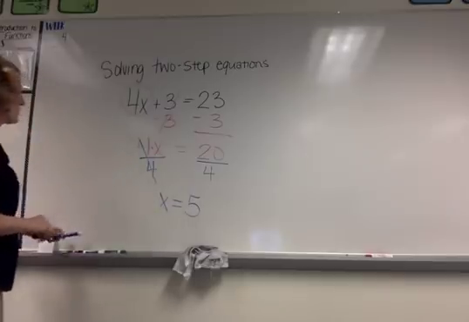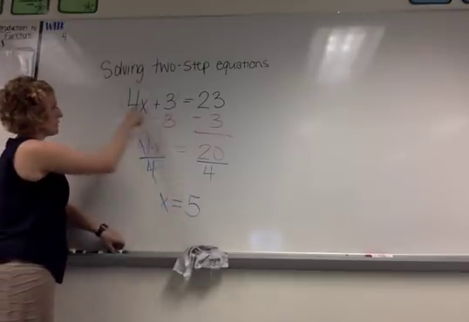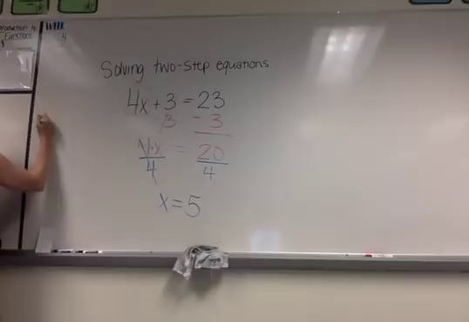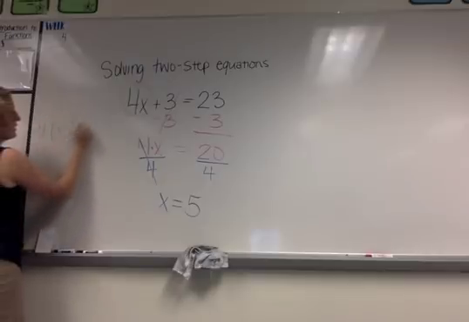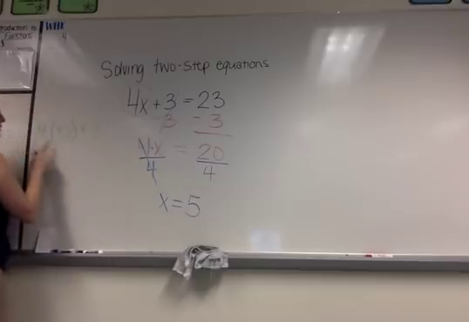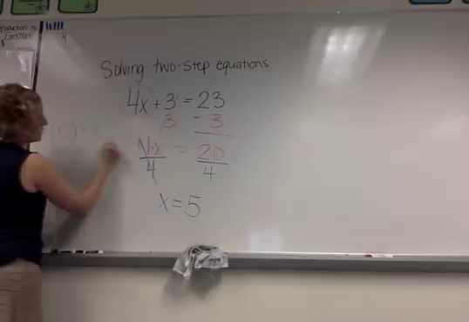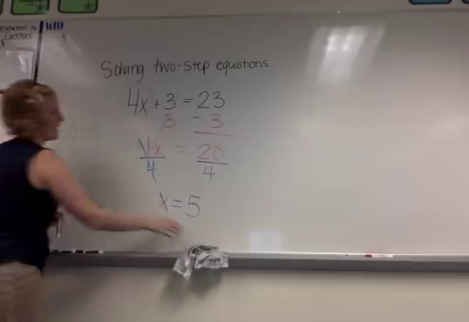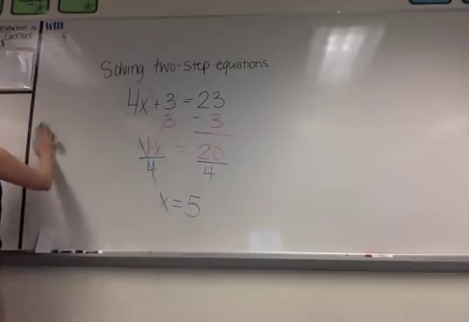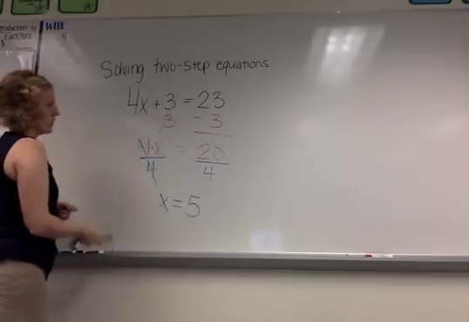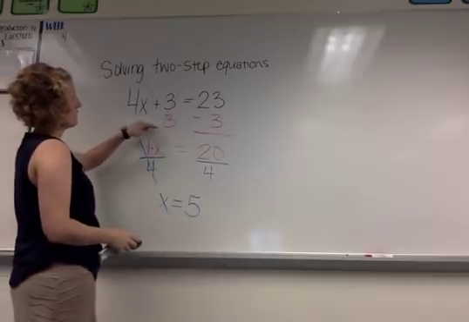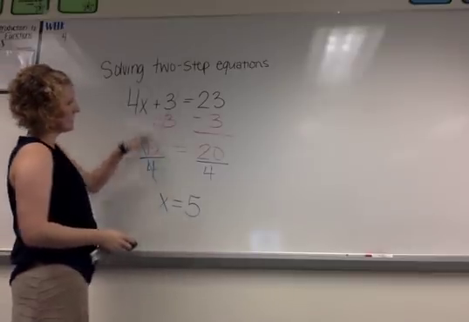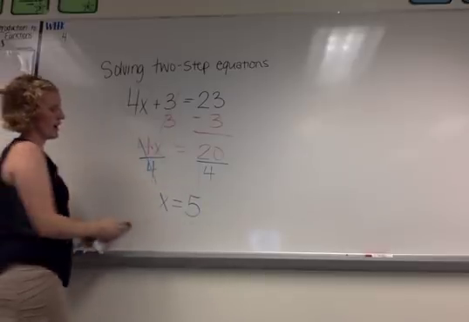Now on these, I want you to go back and check. So I'm going to plug this back in to check. So I'm going to do 4 times 5 plus 3. 4 times 5 is 20, plus 3 is 23. So yes, that is the correct thing. So the hardest part about these two-step is just knowing, do I need to add or subtract here, or do I need to multiply or divide in the second part?